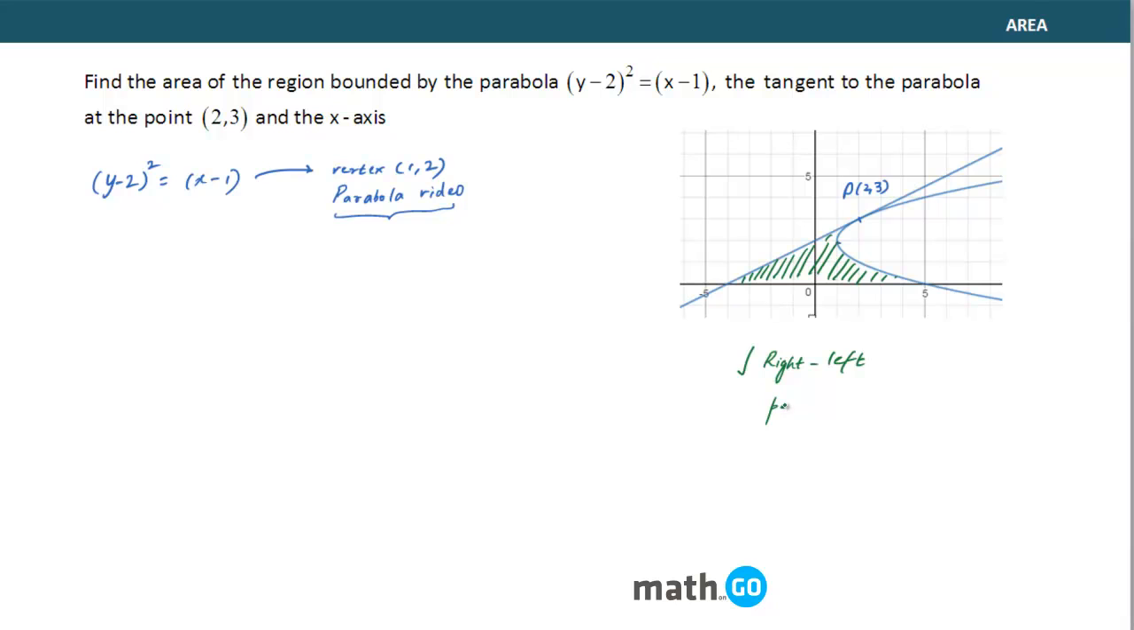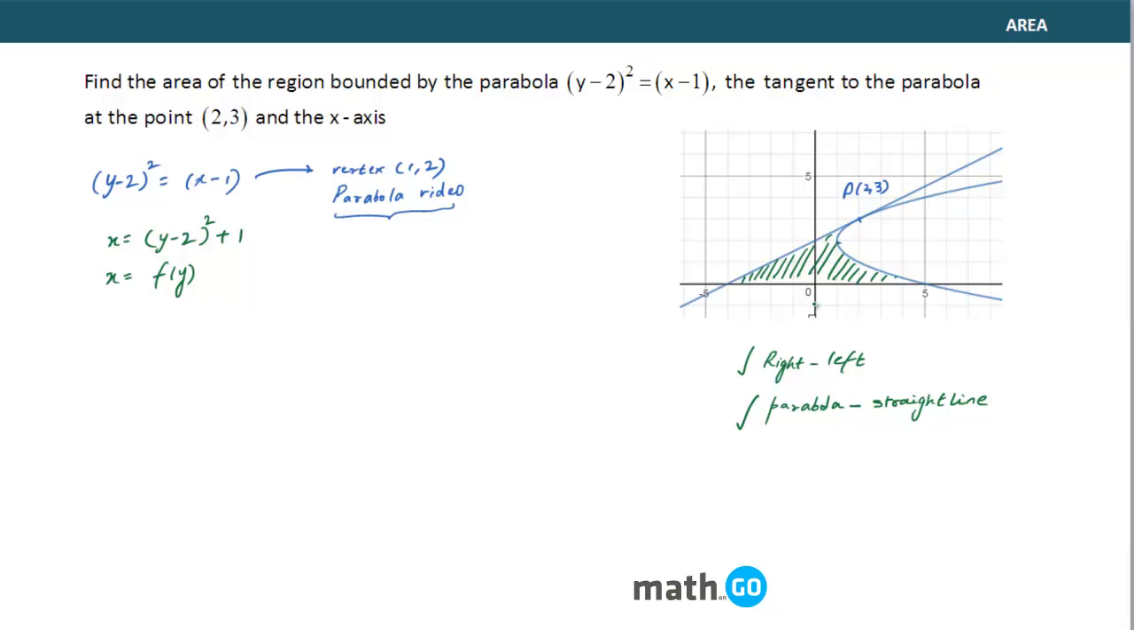Right is nothing but a parabola, which is very simple again, because if you say parabola, this becomes x equal to (y minus 2) whole square plus 1. So it is of the form x equal to f(y), which is not even under a root. In fact, it's in a very simple form. Left is nothing but a straight line, which is the tangent actually.